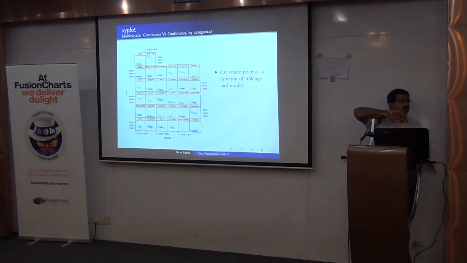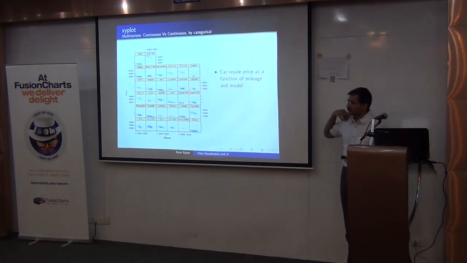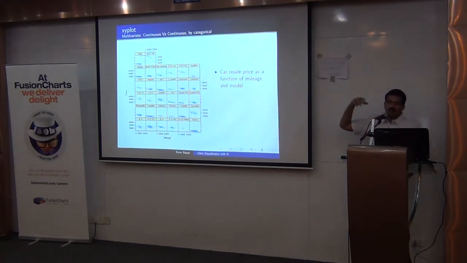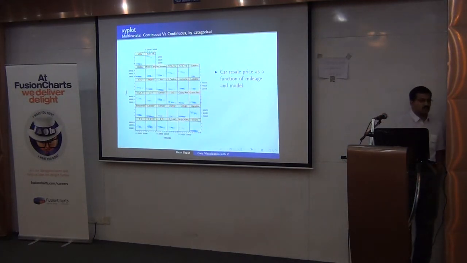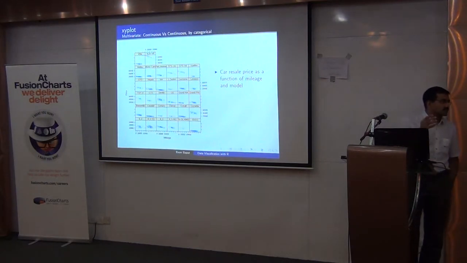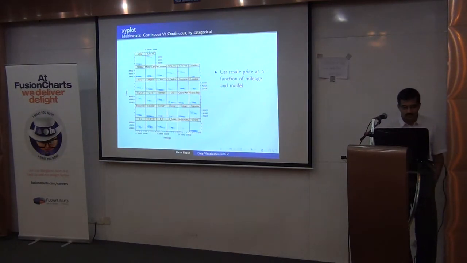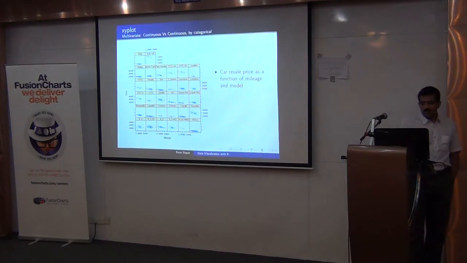In almost all cases, that's all that you really need to look at, right? Mileage versus price. Maybe the year of make would be another dimension, but almost not, right? The mileage probably takes care of it. So how do you plot that?